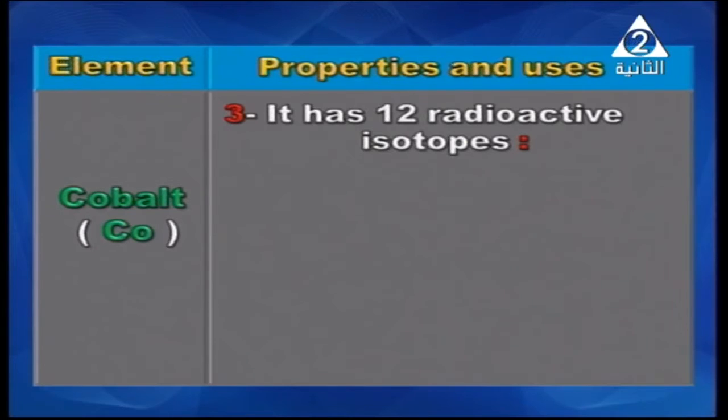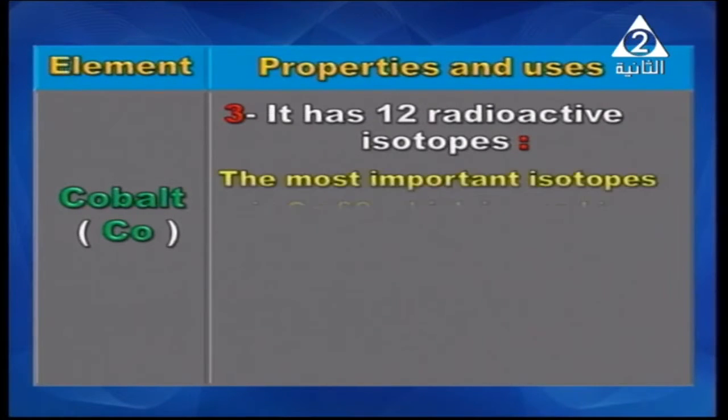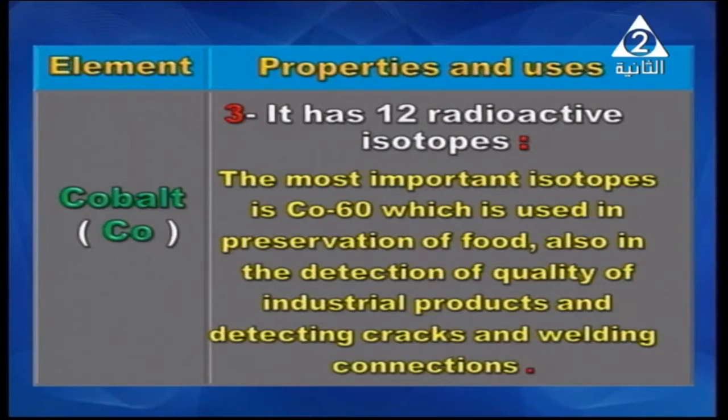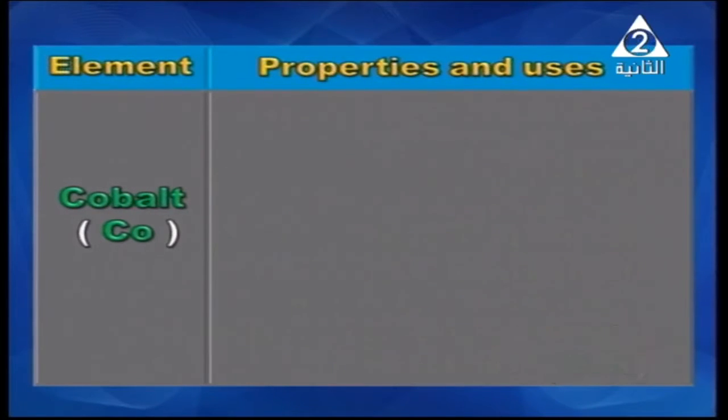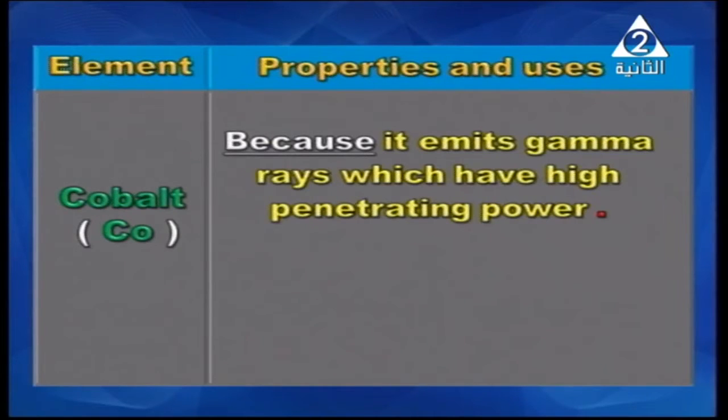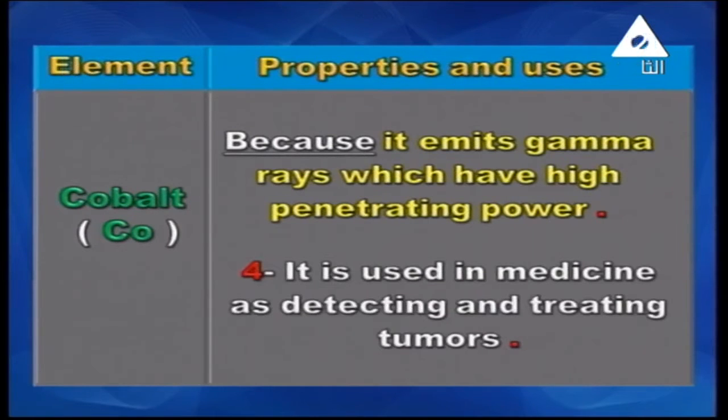It has 12 radioactive isotopes. And the most important isotope is cobalt-60, which is used in the preservation of food and also in the detection of quality of industrial products and detecting cracks in welding connections. And this point has a good reason. We can say the reason is that it emits gamma rays that have high penetrating power. Next point, it is used in medicine for detecting and treating tumors.